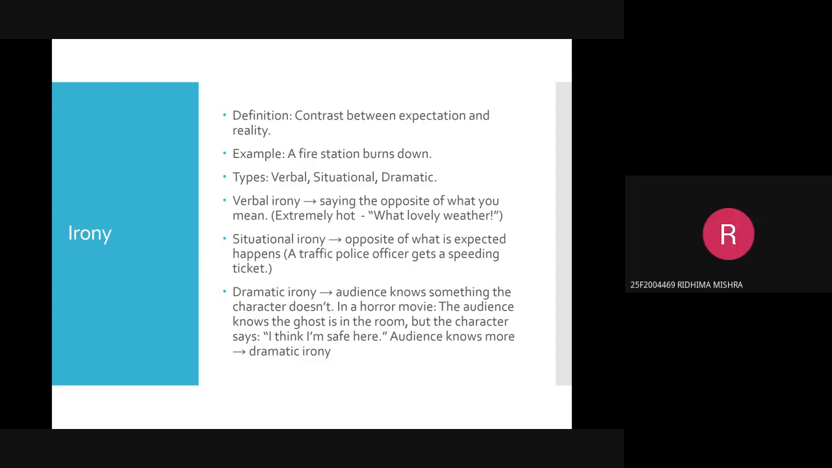Ma'am, I think the fire station is the name, and it's not burned down. No, it's something else. Anything else that you can think of? Anybody here?